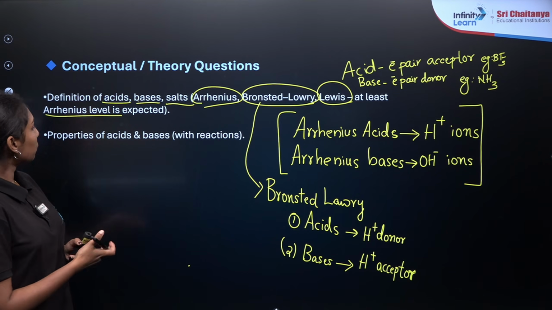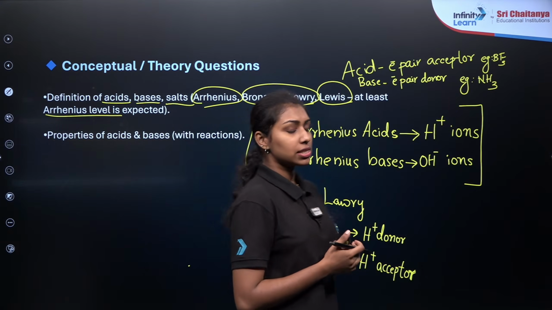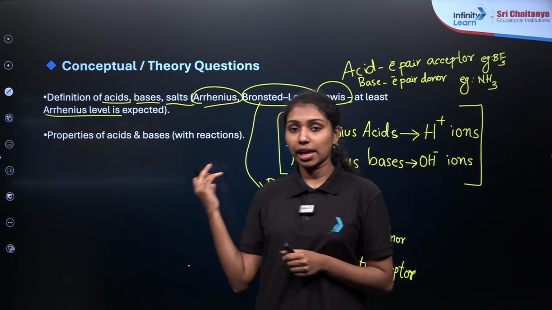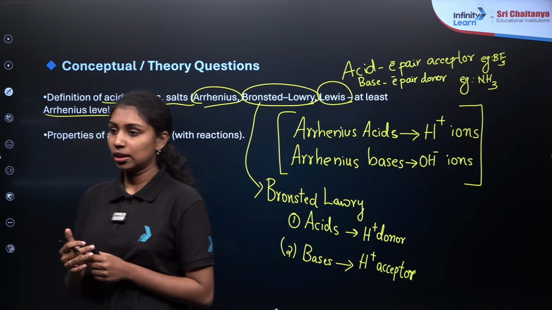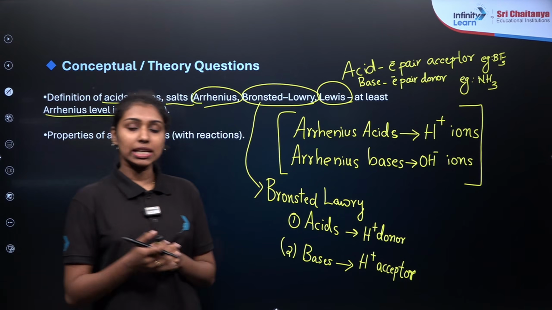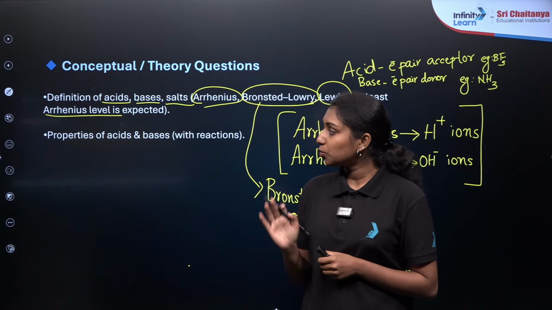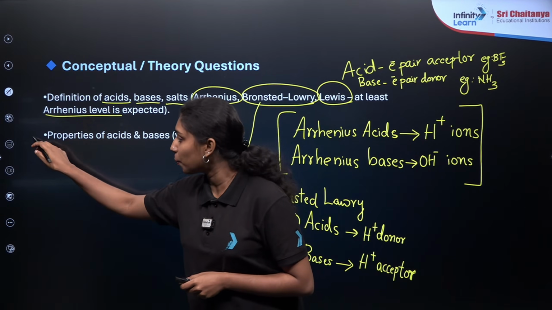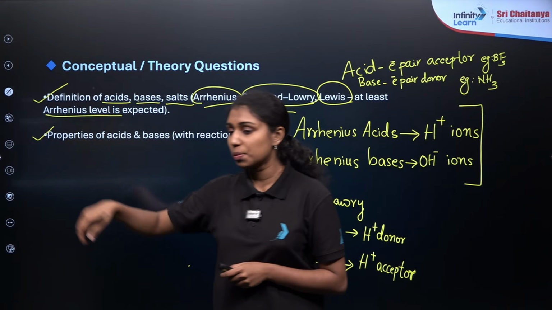The next topic is the properties of acids and bases. We have already studied many reactions, right? Reaction with metals, acids and bases reacting together and undergoing the neutralization reaction, and so on. So we need to identify the properties of acids and bases along with their reactions. That is another topic already repeated in the CBSE examination.